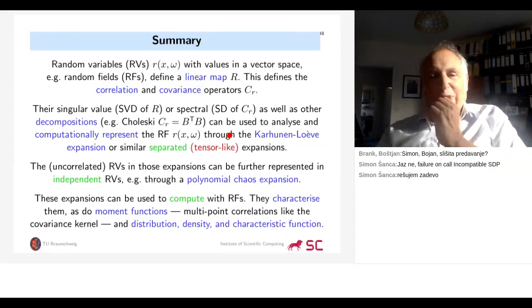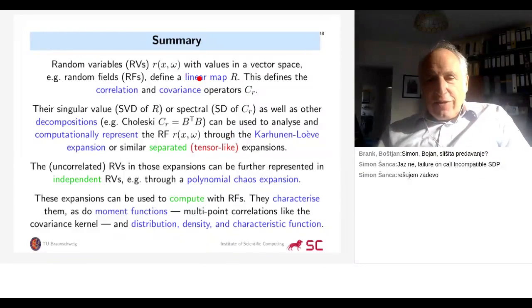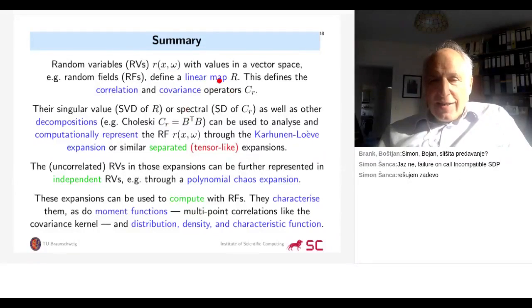Okay, just let me summarize. We've seen that we can look at random fields as random variables with values in a vector space. There's a one-to-one correspondence with linear maps, and this defines the correlation and covariance operators. The analysis of these linear maps led to the Karhunen-Loève expansion, or similar separated tensor-like expansions. The uncorrelated random variables which appear here give a dimension reduction by truncating at a suitable point. They can be expanded further in independent random variables, and we call it a polynomial chaos expansion, for example.